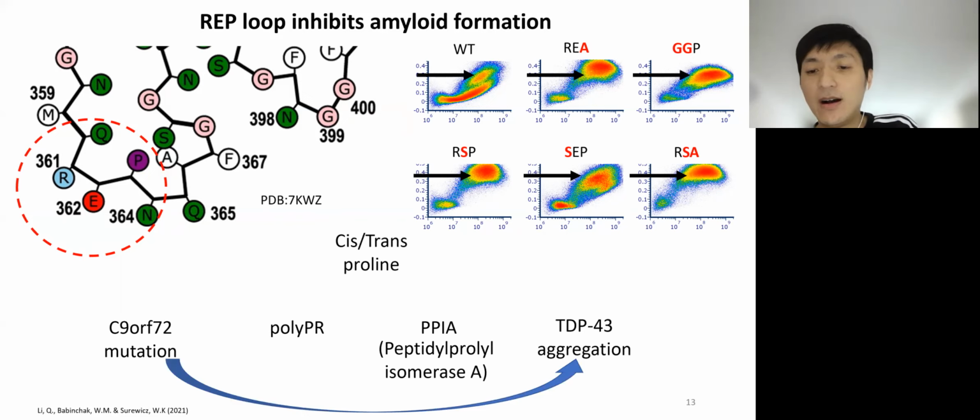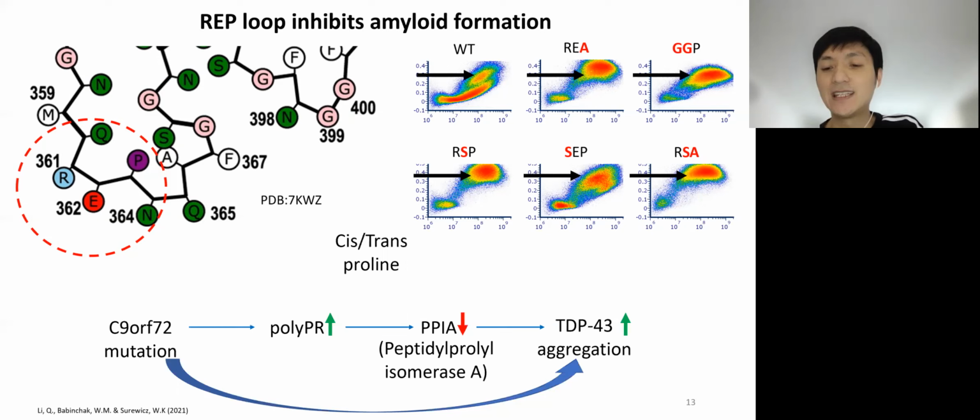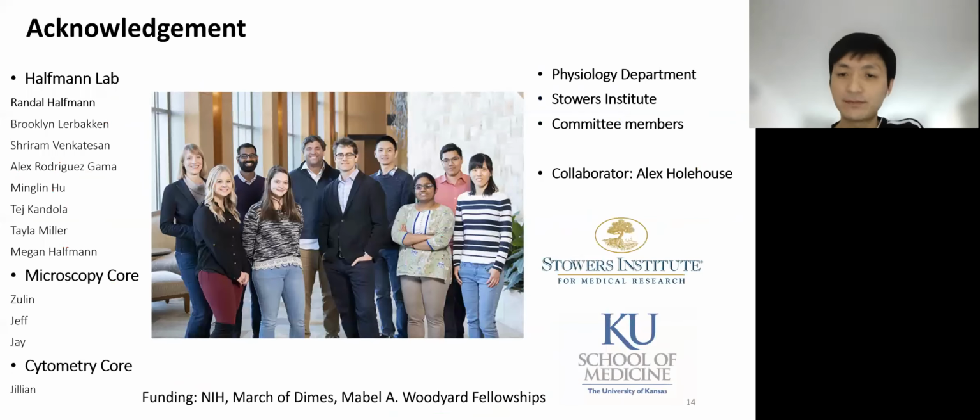Given that C9orf72 mutation, poly-PR, and proline isomerase, or PPIA, can all induce TDP-43 aggregation. Currently, we are investigating the role of cis versus trans proline in TDP-43, which we believe will provide a better clue to explain the TDP-43 aggregation in relationship to these disease causing factors.